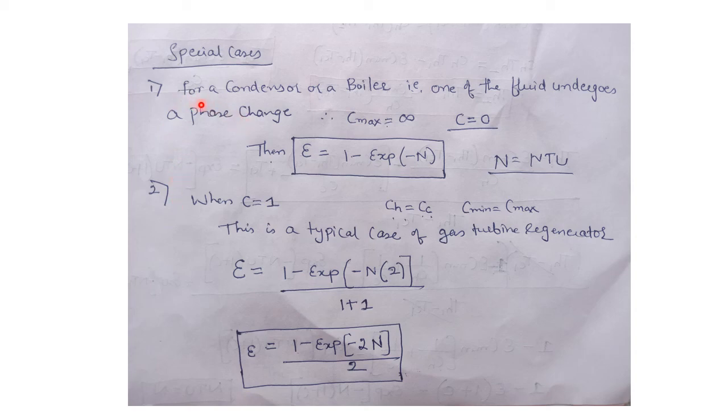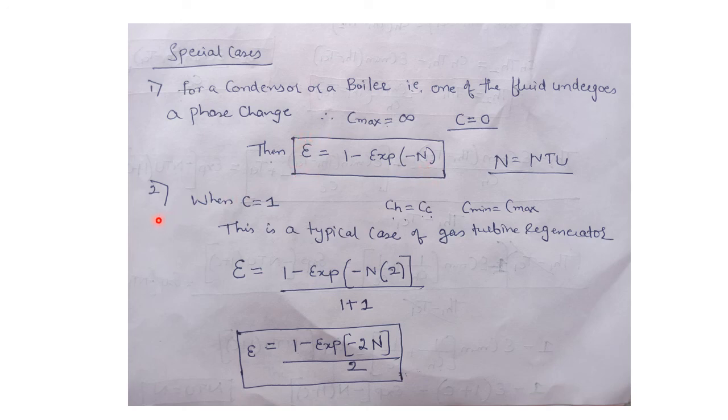Now there are some special cases for the effectiveness NTU method for the parallel flow heat exchanger. If the problem is based on a condenser or a boiler, usually in a boiler or condenser one of the fluids undergoes a phase change. Phase change means in the condenser vapor is converted into liquid, in the boiler liquid is converted into vapor. That means in such conditions C maximum will be equal to infinity. This is the standard condition. Then if C maximum is infinity, the capacity ratio C will be equal to 0. Then the effectiveness of the parallel flow heat exchanger, for a condenser or a boiler, is 1 minus exponential of minus N. We substitute the value of C equal to 0 and the final expression is in this form.